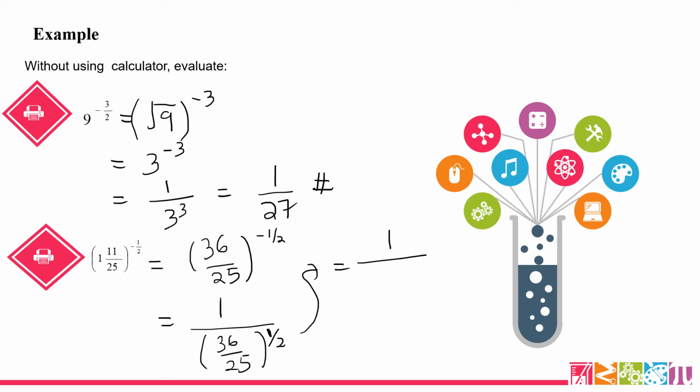Next, you have to know 36 power 1 over 2 is actually square root 36. Square root 36 is 6. Divided by 25 power 1 over 2, which is also the same as square root 25, which is 5. So for the final answer, you just simply write down 5 over 6.